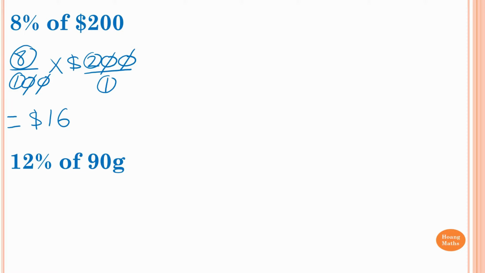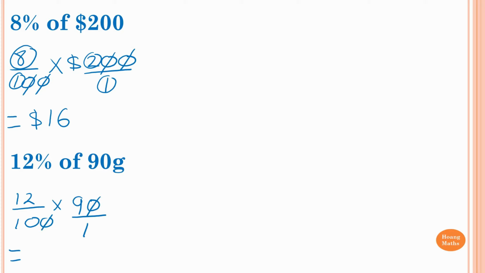12% of 90 grams. So 12% is equal to 12 over 100 times 90 grams. Just write the 90 and then write the unit at the end. If you use a calculator, you just type exactly what's on the screen here. But please try to do it without a calculator first, and if you encounter a problem, then you use the calculator. Always try without a calculator first, if you can. So 90 is just like 90 over 1.